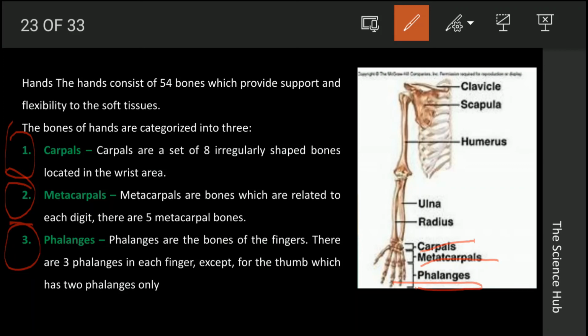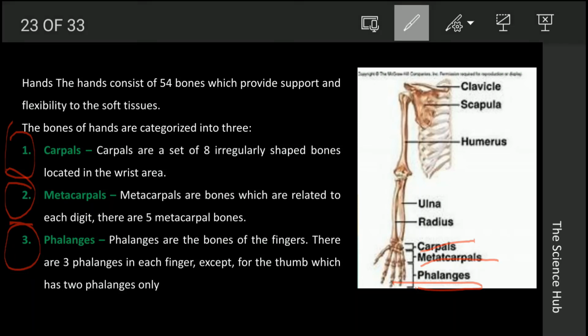Phalanges are the bones of the fingers. There are 3 phalanges in each finger except for the thumb which has only 2 phalanges.